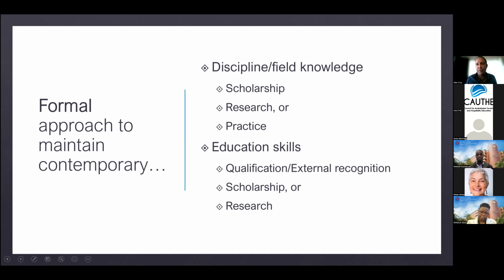Does anyone have any questions before I do send you out? So again, what we're thinking about within here is just what approaches, systems, or processes could an institution adopt to make sure that we have staff that are developed and able to evidence contemporary discipline and field knowledge and contemporary education skills. We're all good? All right. So again, open up the breakout rooms. I'll see you back in 10 minutes.